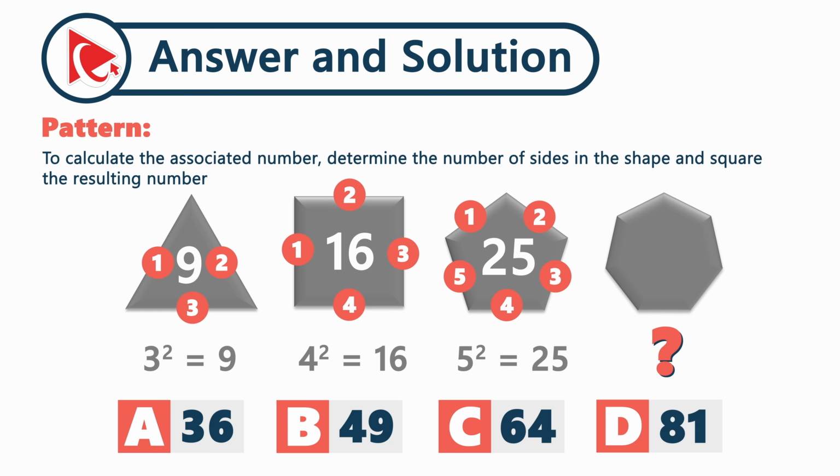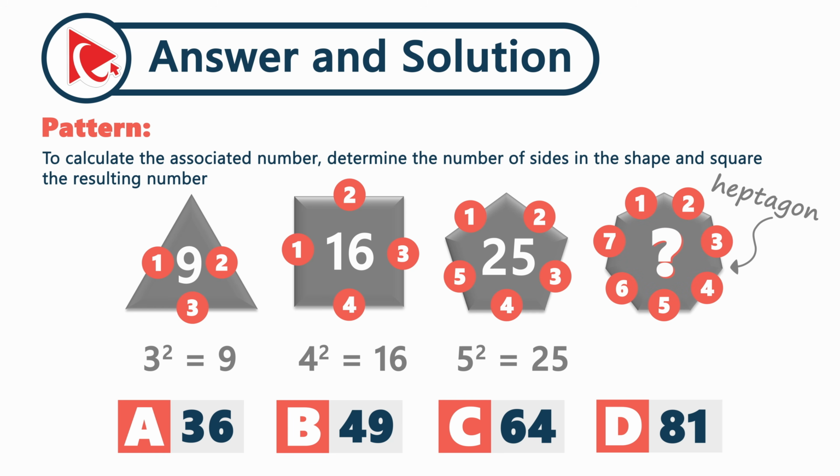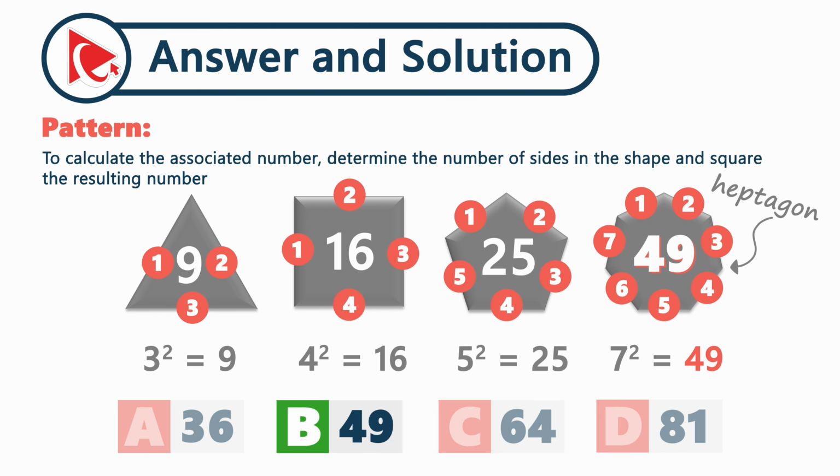The fourth shape has 7 sides, and the shape with 7 sides is called a heptagon. And now is the time to calculate the magic number. 7 squared equals 49. So the correct answer here is choice B, 49.